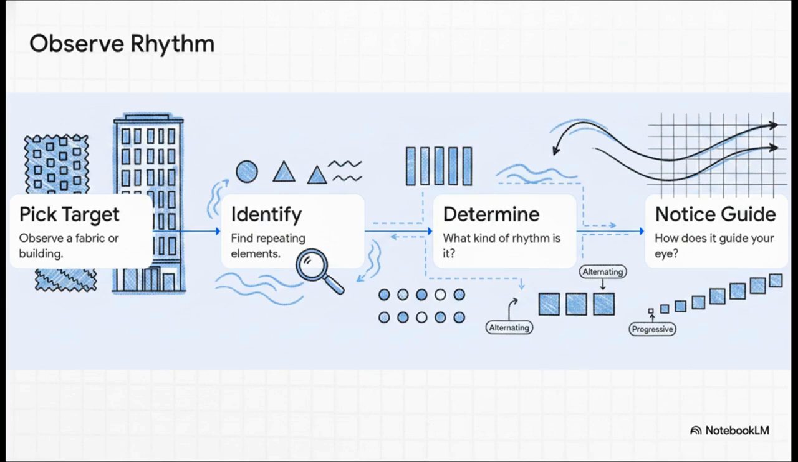Step 2. Identify which specific elements are actually repeating. Is it a color? Is it a distinct shape? A line? Step 3. Determine the type of rhythm. Are we looking at regular, alternating, progressive, or flowing? And then, step 4. Notice exactly how that rhythm guides your eye across the object. Seriously, doing this simple little exercise is exactly how top designers learn to recognize and ultimately master visual patterns.